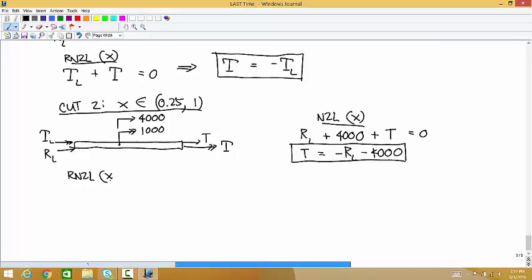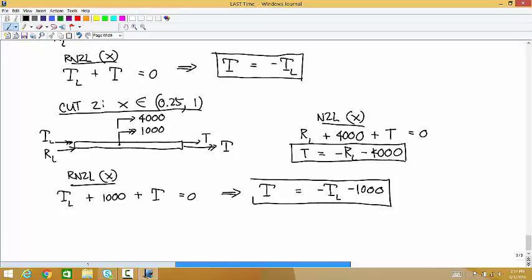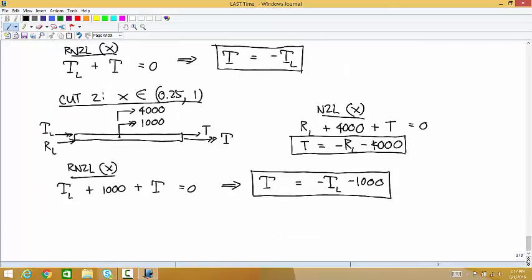And then the moment equation about x: TL plus 1,000 plus fancy T is equal to 0. So fancy T is equal to negative TL minus 1,000. Okay, so now we have all the internal loads. So now let's think about the requirements for elongation.